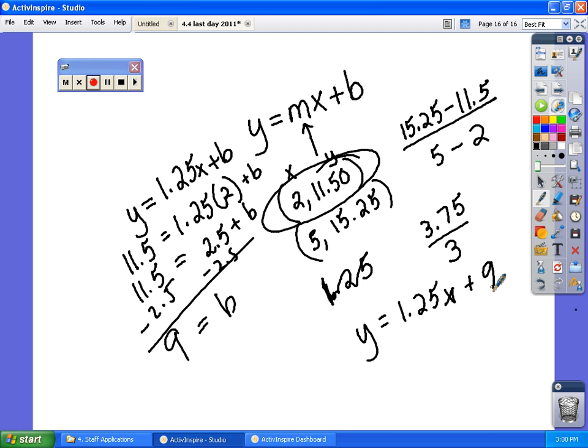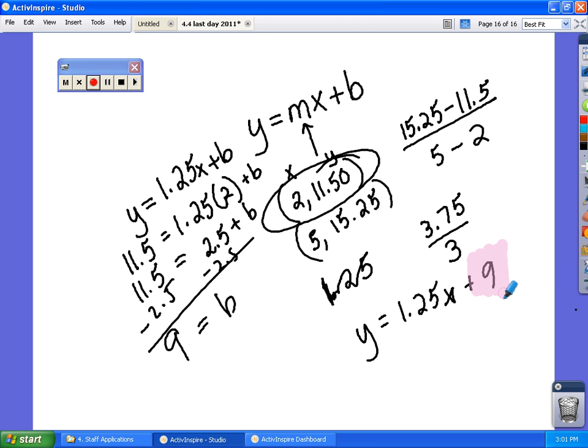So the second question asks us, what is the price of a plain pizza? Well, that's going to be when there's no toppings. So I can look right here. When there's 0 toppings, the pizza still costs $9. So that's the cost of a plain pie.